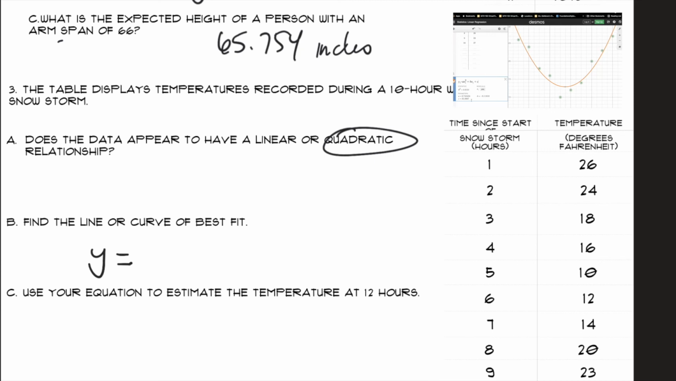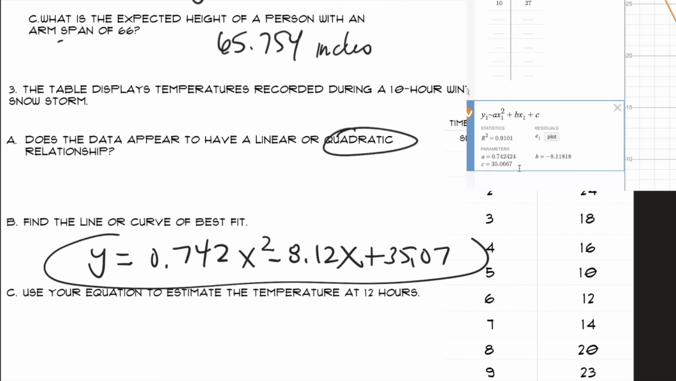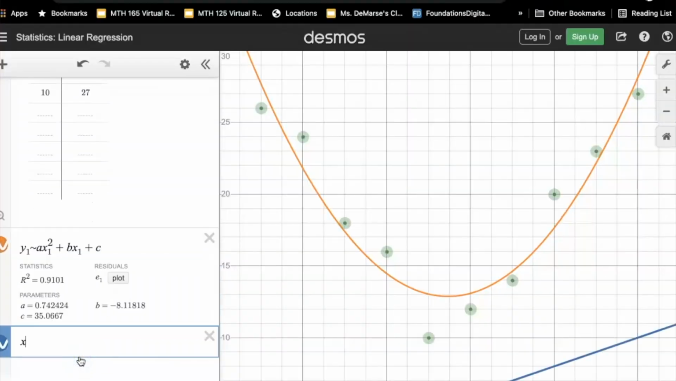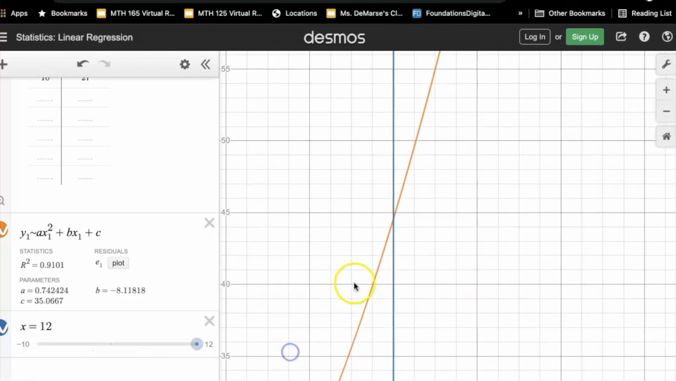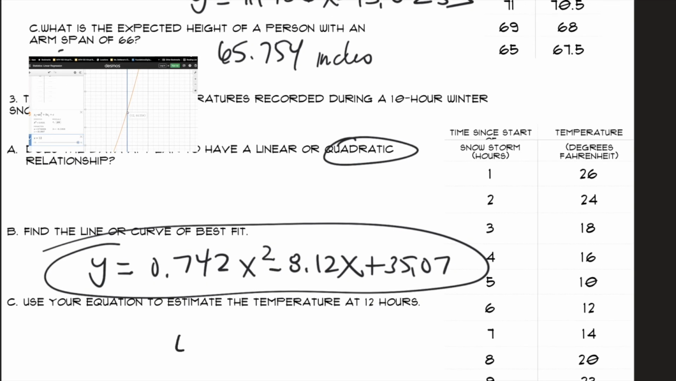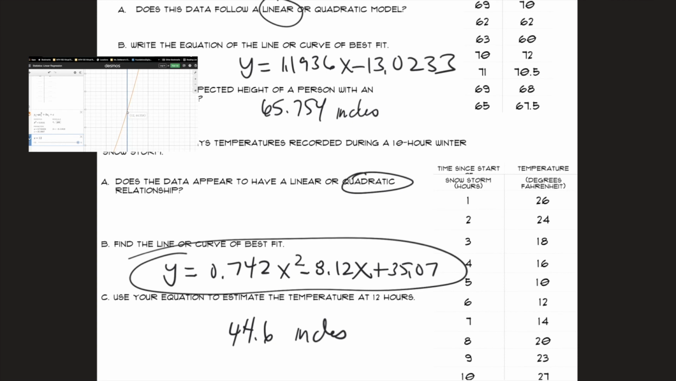The curve is 0.742x squared minus 8.12x plus 35.07. And then they want us to figure out how much snow should be happening at 12 hours. I'm going to write x equals 12 so that I can see where, according to my model, these are going to meet. And 44.5, actually 44.6 inches. That would be interesting. It's happened, I'm sure. Okay, so this is us using Desmos to help find a linear or quadratic model that fits a given data set.